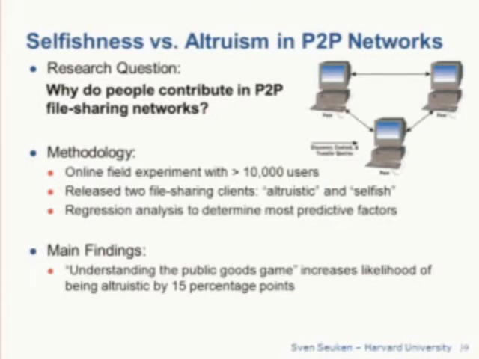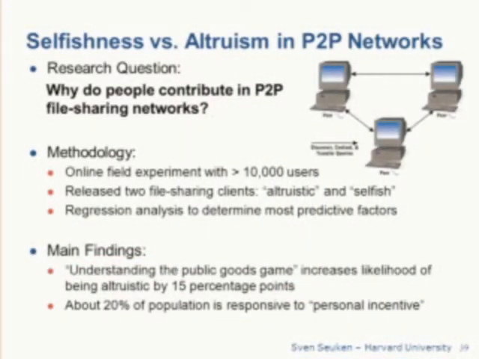The main finding here, which I'm most excited about, is that understanding the underlying public goods game of the peer-to-peer file sharing system significantly increased the likelihood of being altruistic, in particular by about 15 percentage points in our experiment.